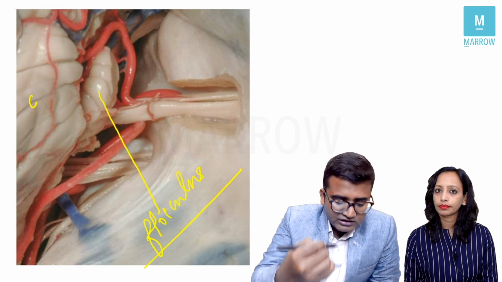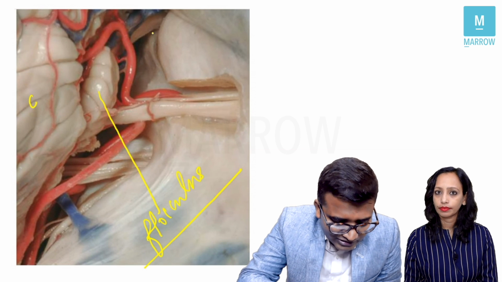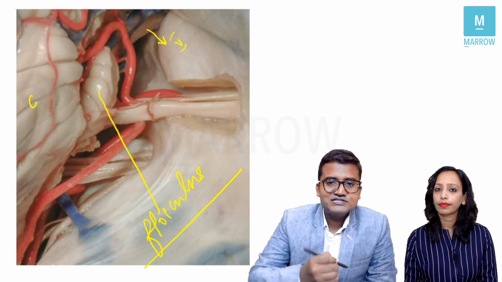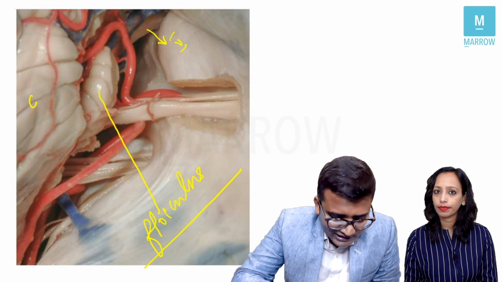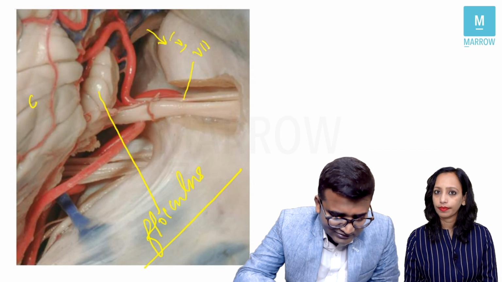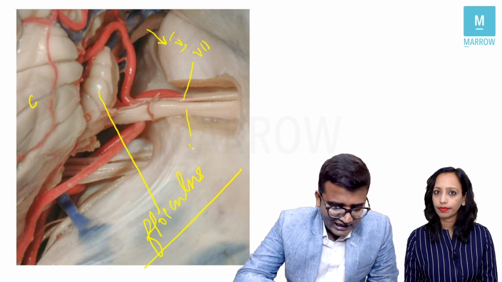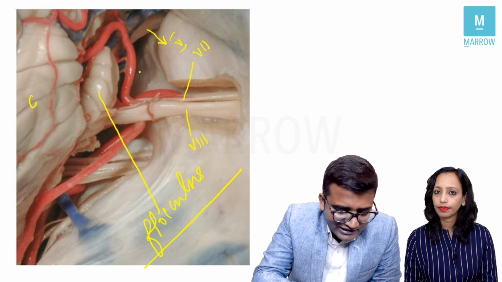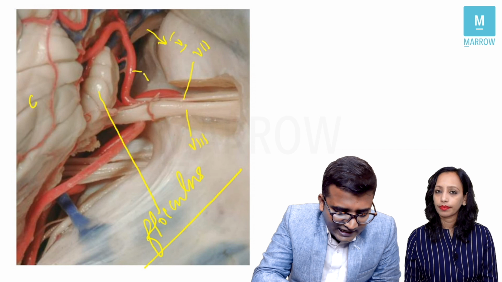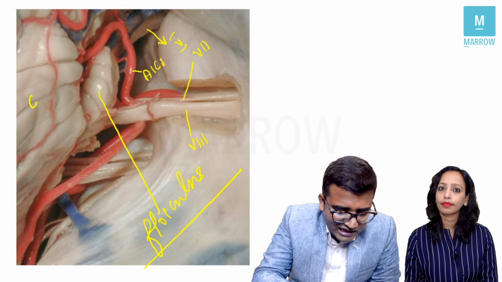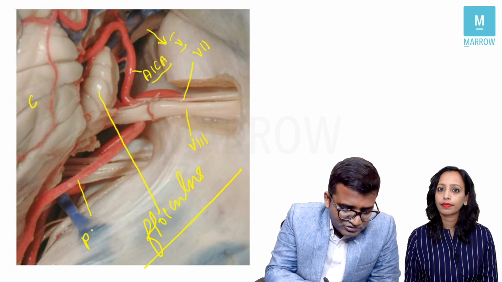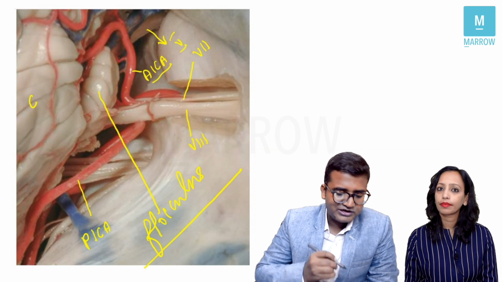And what are the nerves you're seeing here? Can you see the nerve here? Yes, that is the trigeminal nerve, a content of the CP angle. And just below that, can you see this nerve here? Yes, that is the facial nerve. Now, can you see this nerve? That is our eighth nerve. And can you see the artery here? This artery is the anterior inferior cerebellar artery, AICA. And below that, you are seeing here, that is the posterior inferior cerebellar artery.